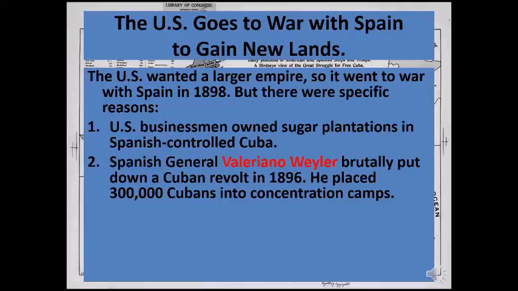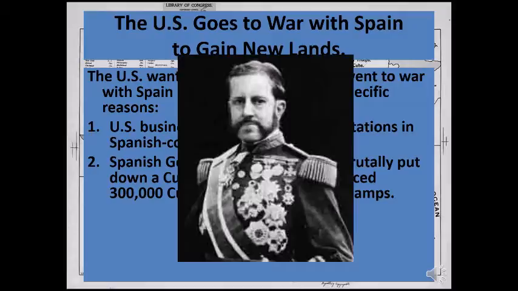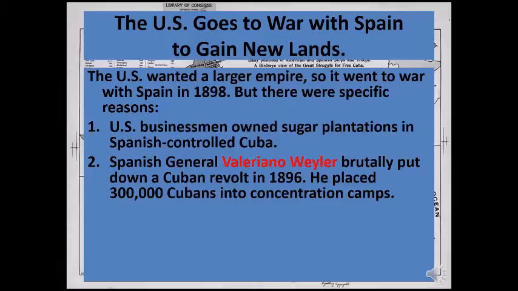Valeriano Weyler, again, put these rebels, as he would have called them, in concentration camps. And here's a picture of Weyler. Weyler was called a butcher in the U.S. press, and this really made people in the United States angry. They wanted to right the wrongs, fix the injustices of Valeriano Weyler.